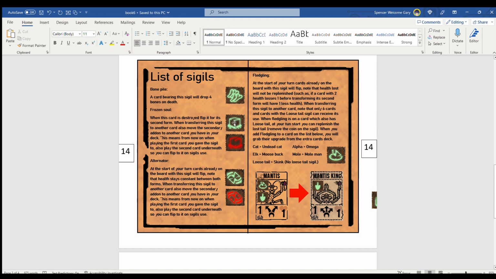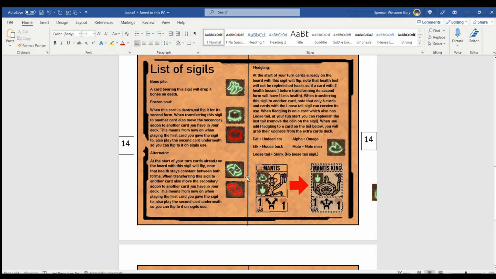So basically, if you transfer this Frozen Soul sigil onto a card in your deck, you'd put this one on a different card, and then that card becomes the card that's frozen within the card that has this one. And Alternator works the same way with moving this sigil onto a card. It would put this one on a different one to have its alternate form be that.